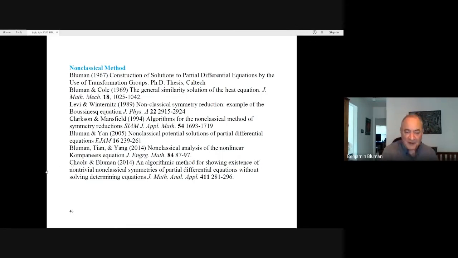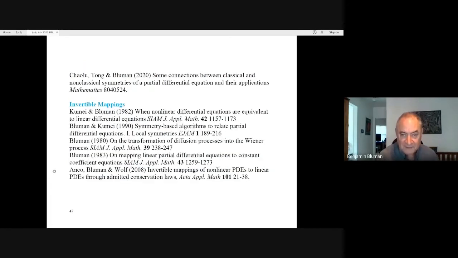And there are papers with Chaolu, and the work is really Chaolu's work, I'm a secondary author in this work, a 2014 paper and a 2020 paper. Here, you've calculated the non-classical symmetries of a PDE. The question is, can you tell whether they yield new solutions before looking to calculate the solutions? And that's what this paper discusses.